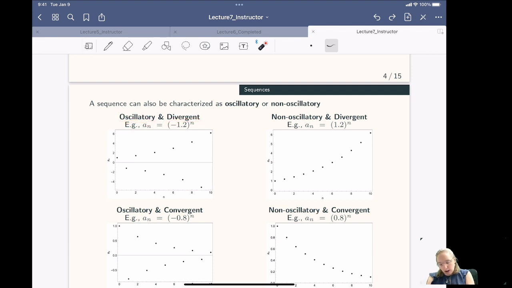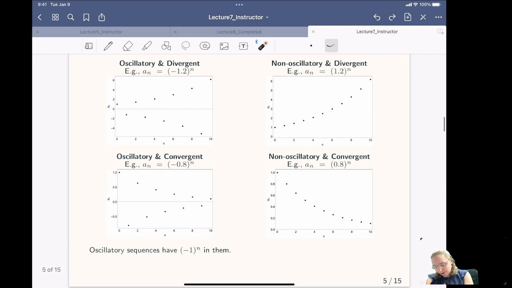We could also have a non-oscillatory function, so we have a positive number to the n, and it's still divergent, so we still have 1.2, so it still diverges, but it no longer oscillates. Similarly, if we have a value in here that is less than 1 and we take the power of something that's less than 1 to the n, it's negative, so it's going to oscillate, but it's going to converge towards something. So here it's converging toward a horizontal asymptote of 0, and here we're converging in a non-oscillatory fashion because we don't have a negative sign, and we're converging toward a horizontal asymptote of 0.